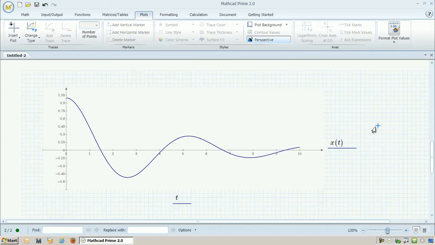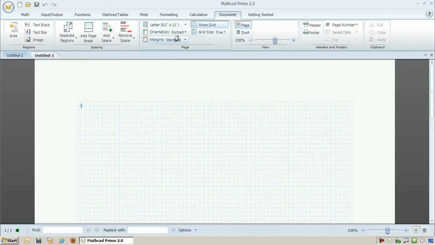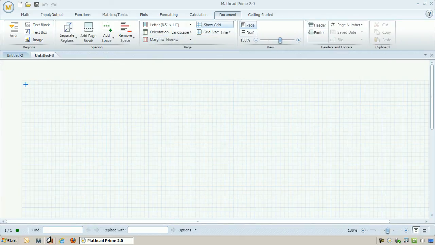There's my damped oscillations. Now what I want to do is approach this a little bit differently by using the Symbolic Engine built into MathCAD. So I'm going to open up a new worksheet and I'm going to set up the same layout as before.